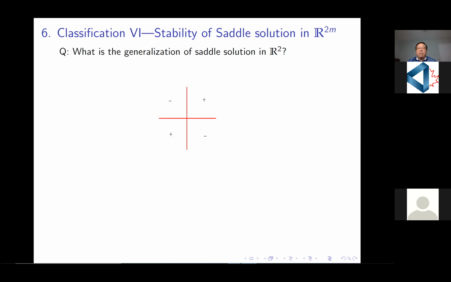So as I said before, with dimension 4 or higher, there are very few classification results, and even the existence of a solution is quite difficult. So let's first look at the following question.